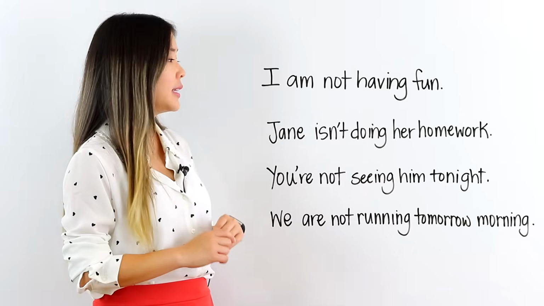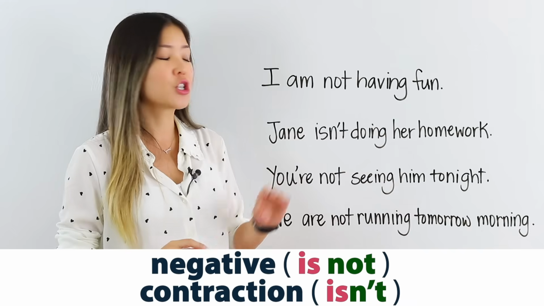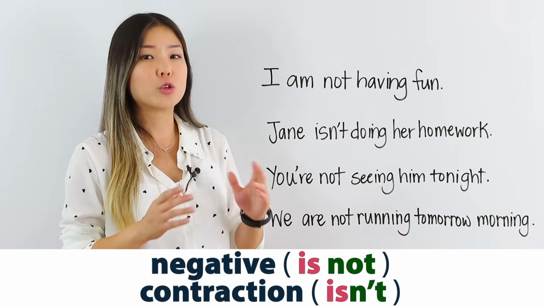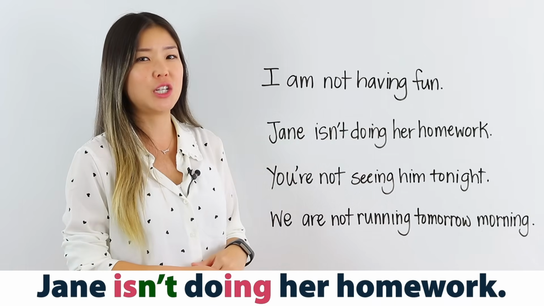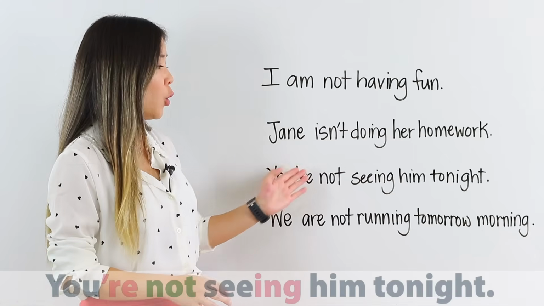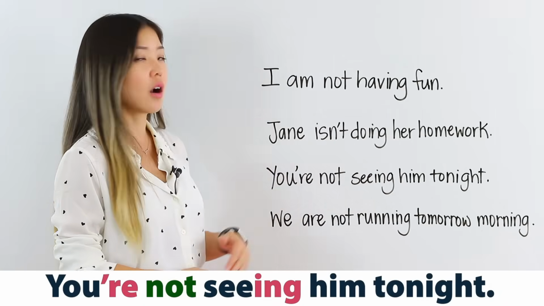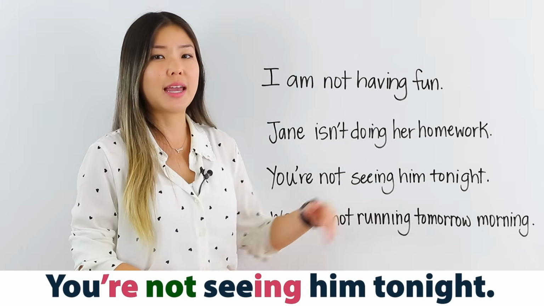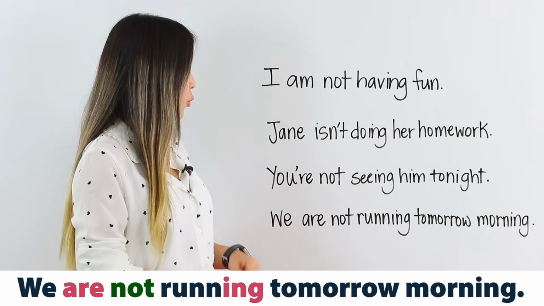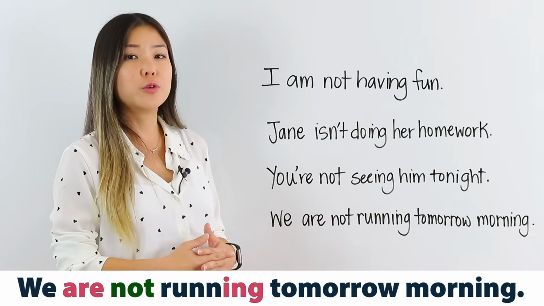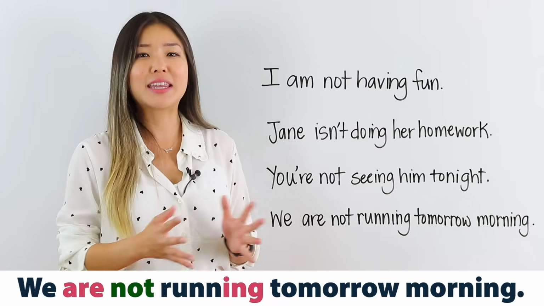In the second example, it says Jane isn't doing her homework. Here, we use the contraction isn't for is not. So just like the first sentence, we put not between is and verb ing. The next sentence says, you're not seeing him tonight. Here, we have a contraction for you are. You're not seeing him tonight. And finally, we are not running tomorrow morning. Here we have the subject we. Therefore, we use the be verb are. Don't forget to add a not after that to make it negative.